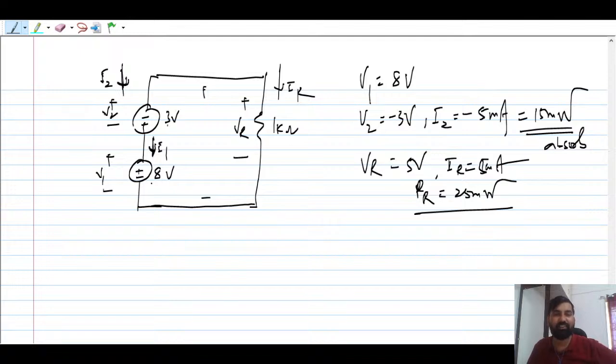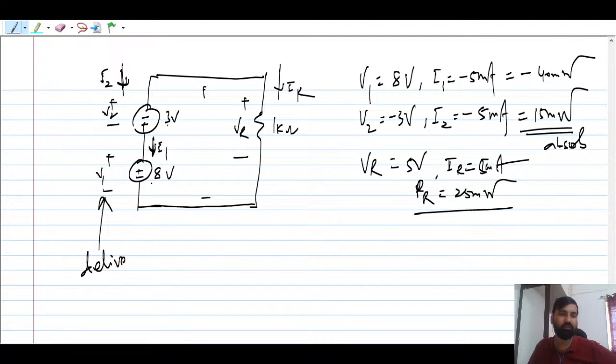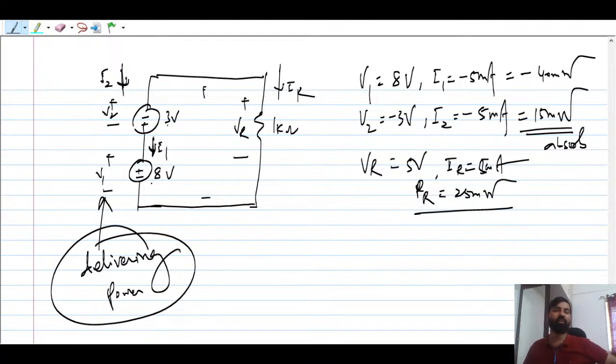Then if you talk about V1 and I1, V1 is 8 and I1 is minus 5 milliampere, so the power is minus 40 milliwatt. It is negative, so you can say that V1 is delivering power here. So always remember, if there are many voltage sources connected in the network, they can deliver power and they can absorb power. In the exam, if they ask anything, don't get confused.